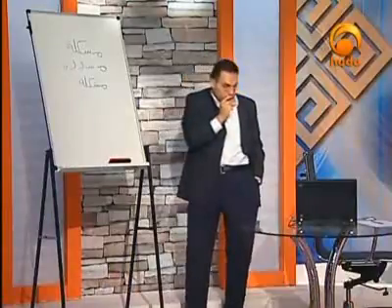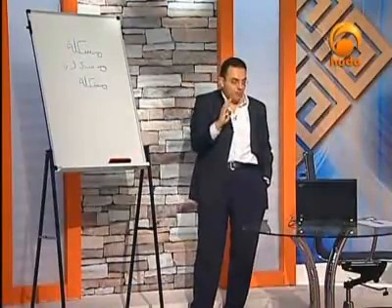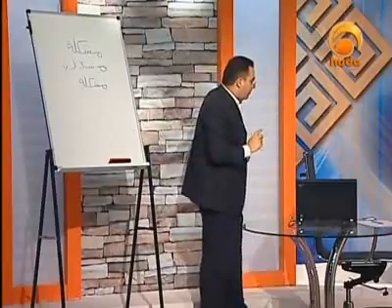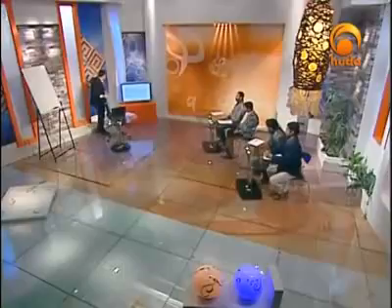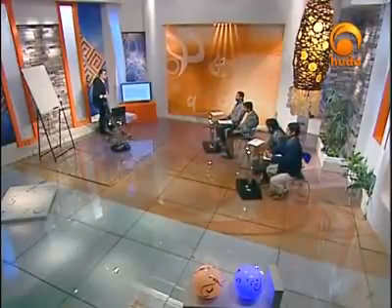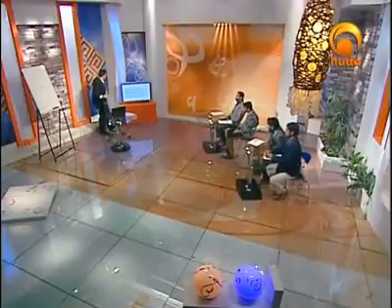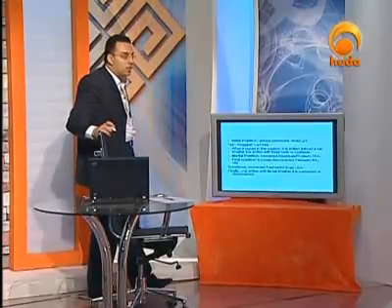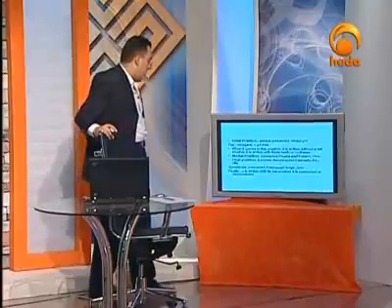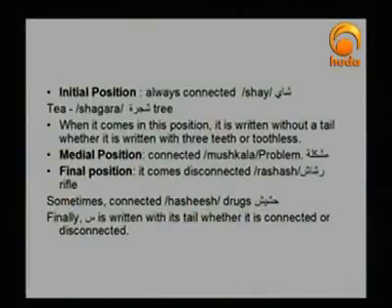Okay. So that is when it comes in the medial position. When it comes in the final position, it comes disconnected, like rashash, which means rifle in English. It's the side of a gun. And sometimes it's connected, like hashish, which means drugs. And I think hashish is even used in English.